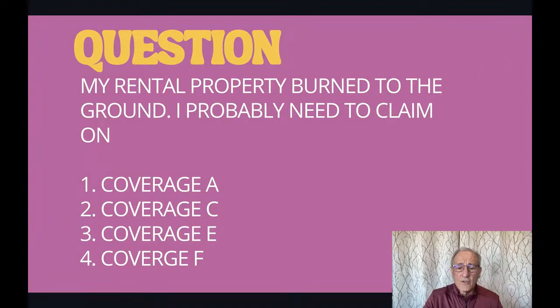Let's try to answer some questions. You can put the answers in the chat box, or you can conscientiously object and be a real mean person, not play the game. My rental property burned to the ground. I probably need to claim on A, C, E, or F. Which one? Based on what the question says, my rental property burned to the ground. What are we going to claim on? Which coverage? Now, you can claim on all your losses if you lost all of them. But what's the first one that comes to mind?